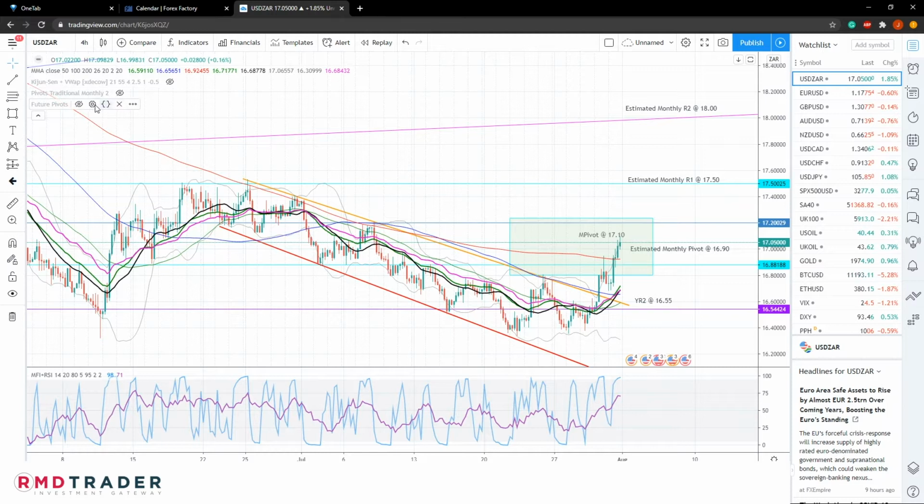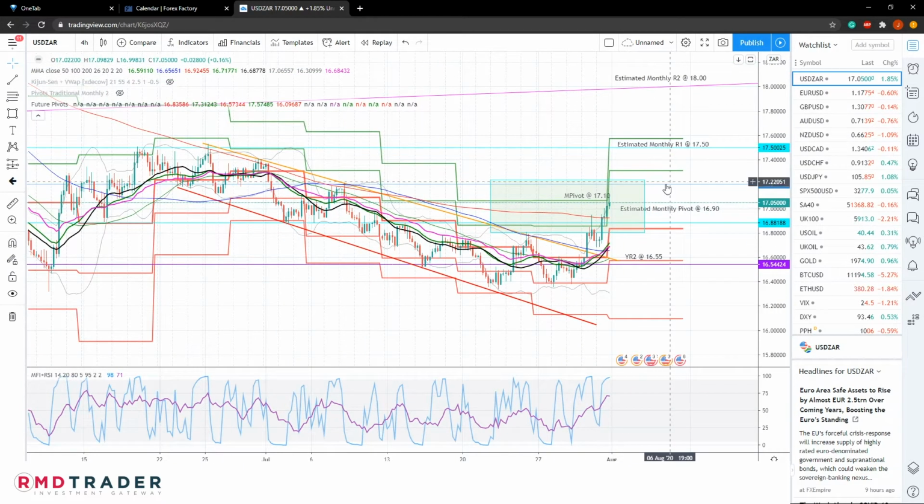And just briefly looking at our weekly pivots, we can see that those target areas I've mentioned line up with our weekly R1 pivot level, and of course our stretch target is also very close to our weekly R2 pivot.